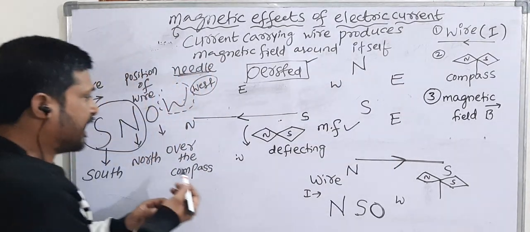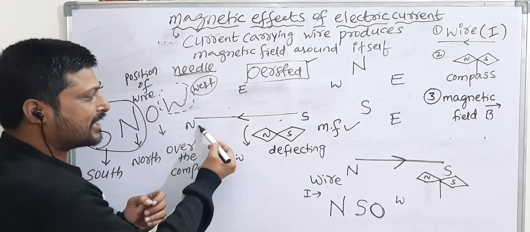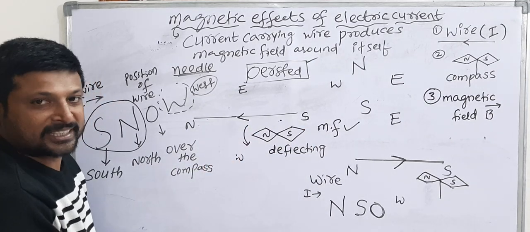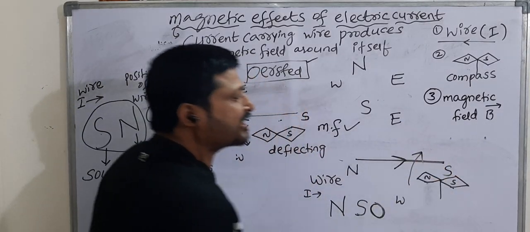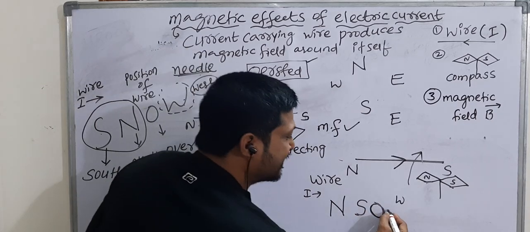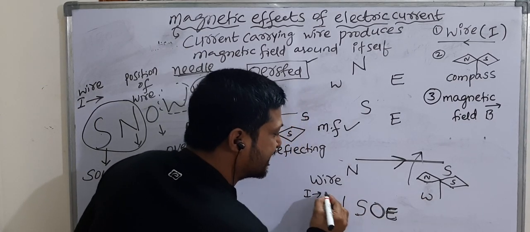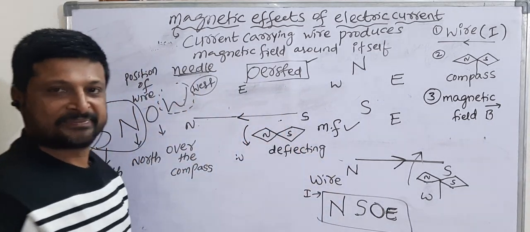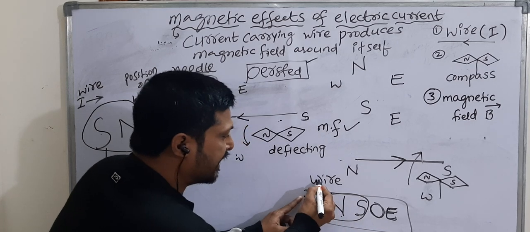So here, if current is south to north, then it will deflect towards west. If you reverse the direction of current, the compass needle deflection also reverses. That means this is towards east. That means north to south means, for these two words, current in Y.